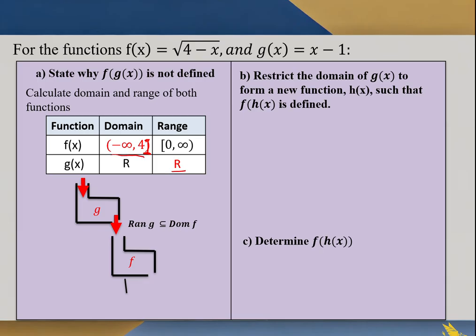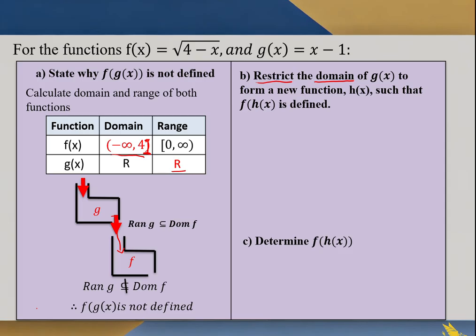At the moment, the range of g is not a subset of the domain of f. That means not every number can go into the function. So therefore, it is not a subset, and currently, in this form, it is not defined. This is where we need to restrict the domain.